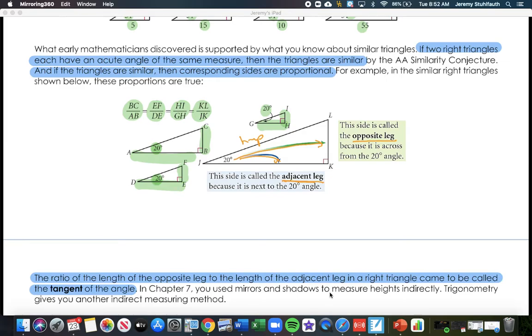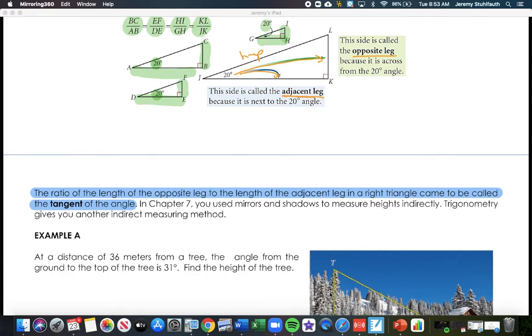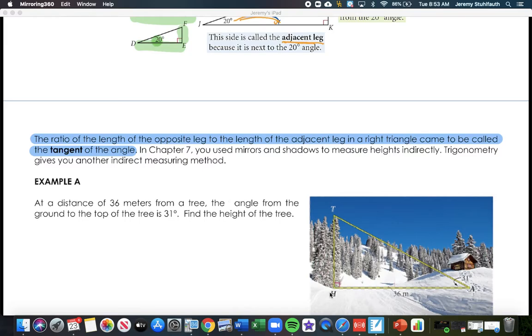Now, what they figured out was that the ratio of the length of the opposite leg to the length of the adjacent leg in a right triangle came to be called the tangent of the angle. And we can use this in order to find some distances of missing sides of a triangle.